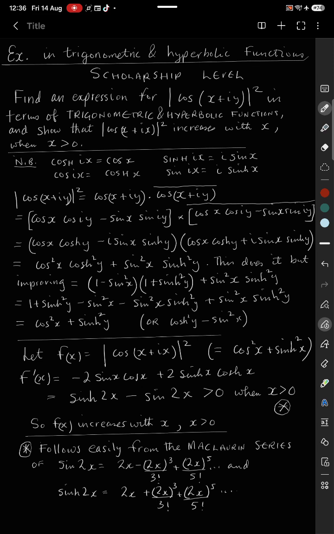Now to prove that claim, where I put a star, all you have to do is write down the Maclaurin expansions for the two expressions. Like sin 2x is 2x minus (2x) cubed over 3 factorial plus (2x) to the fifth over 5 factorial, and sinh 2x is very similar, except all the terms are positive. And so from that, it's fairly obvious that sinh 2x is greater than sin 2x when x is greater than 0. And that does it. And thanks very much for listening.